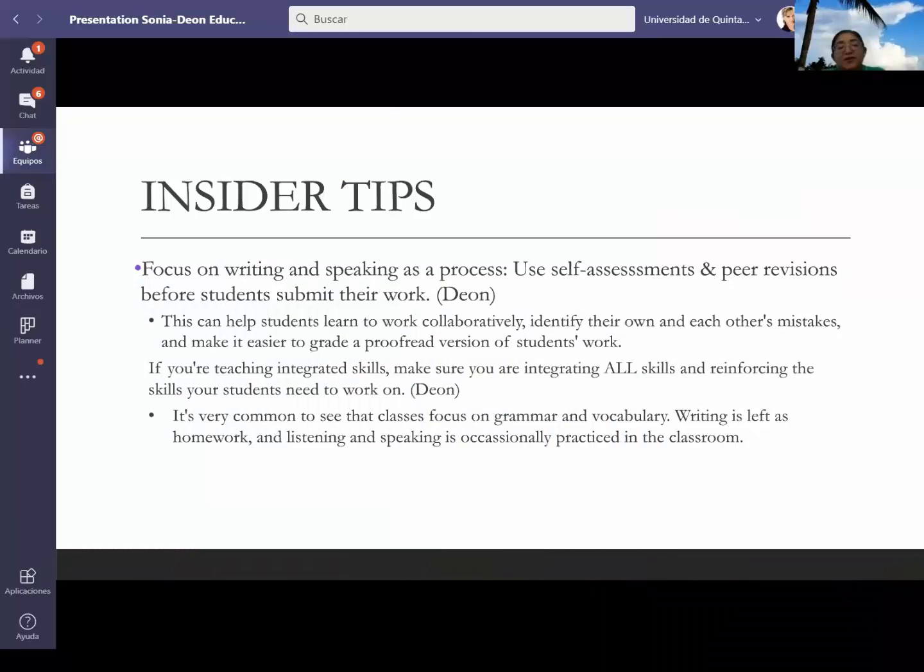Thank you, teacher Deon. Thank you very much. Well, these are some tips that we have from our teachers, your teachers.